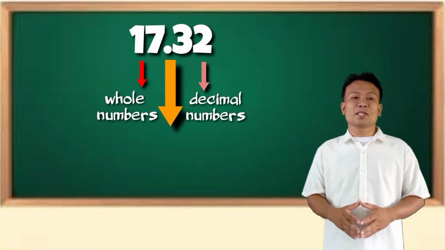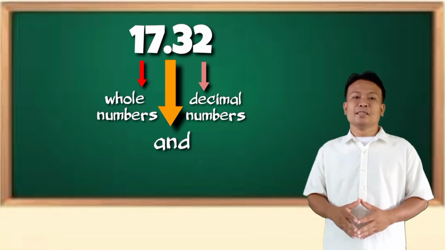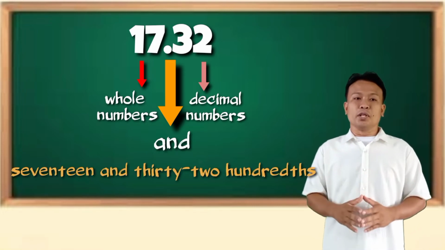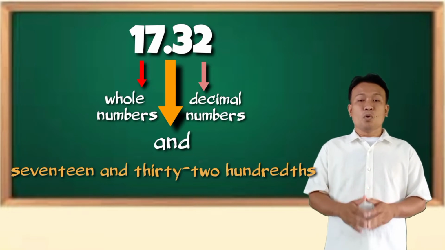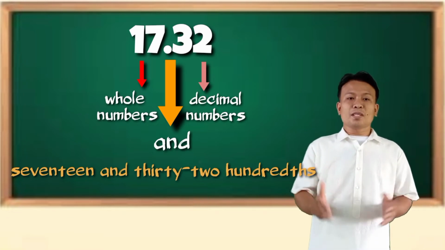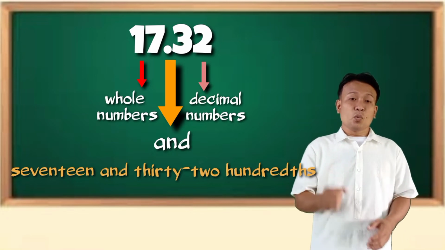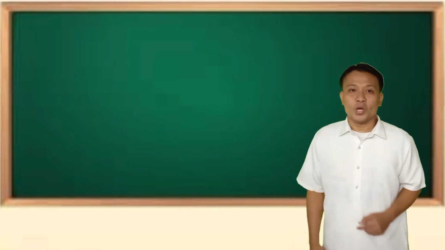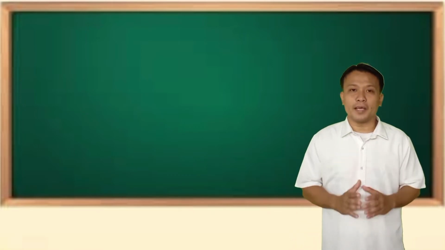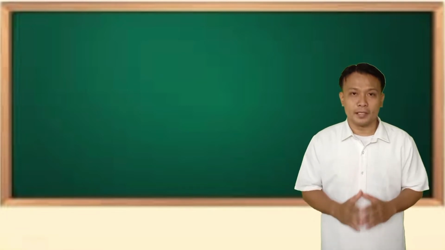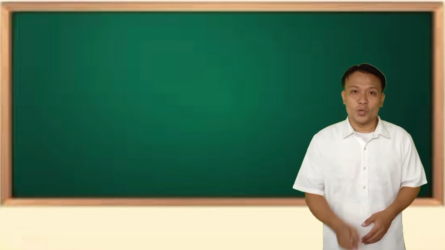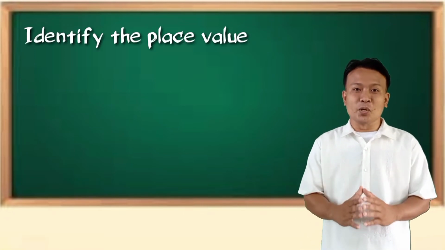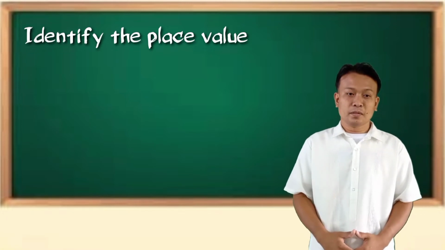Decimal point now is represented by the word "and." That is why we read it as 17 and 32 hundredths. Why hundredths? Because the place value of the last digit, which is 2, is in the hundredths place. Take note, you have to read the place value of the final digit in the decimal part, except when it comes to currency. We will now identify the place value of the given example.